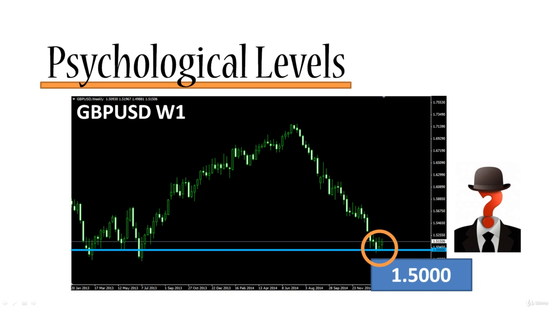In this particular case, you can see that the psychological level is also a historical level. That's quite common with psychological levels, because they tend to be very significant throughout history. Back in January to July 2013, the price tested this psychological level three times. And as you can see, it was unable to cross it, and that's when a massive impulse happened and the price went upwards and reached somewhere around 1.7 American dollars per British pound. So now it's back here at 1.5000, and everybody's waiting to see what will happen.